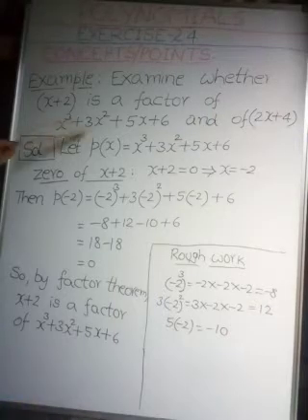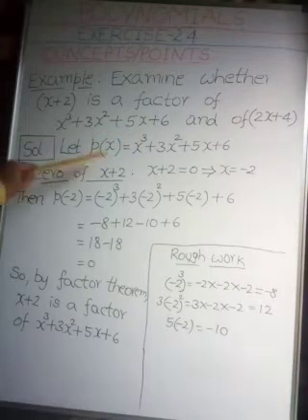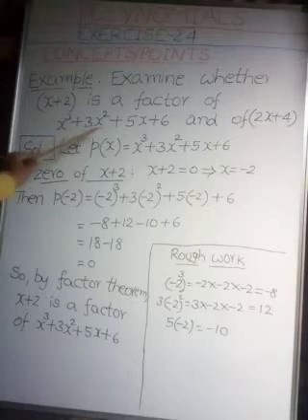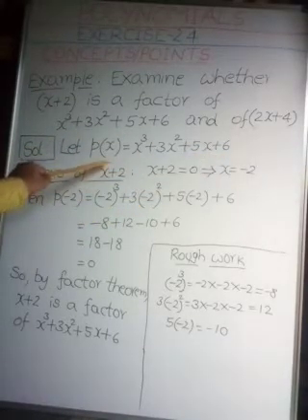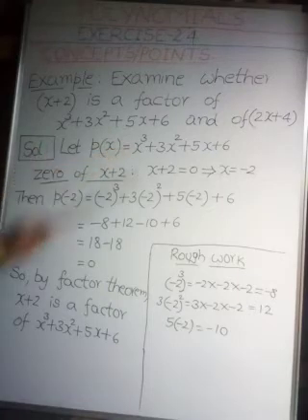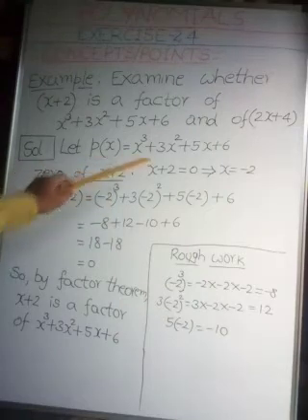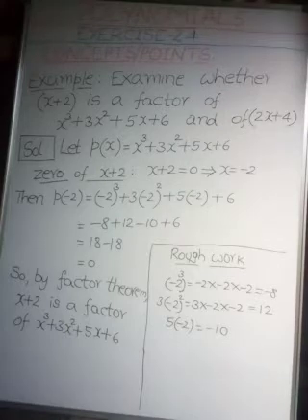So let us consider this polynomial is p of x. We assume that given polynomial is p of x. So therefore p of x is equal to x cube plus 3x square plus 5x plus 6. Understood this step, my dear children? Here we are assuming the given polynomial is p of x. They have not given this one p of x is equal to. We are assuming here. We are considering here.